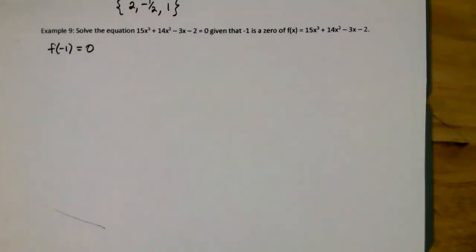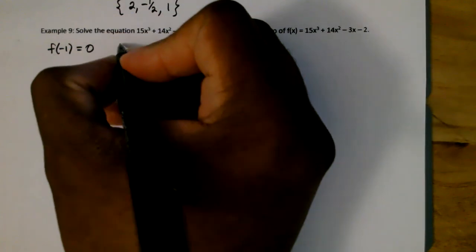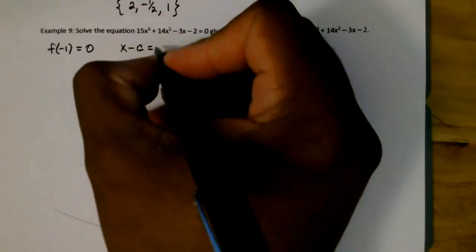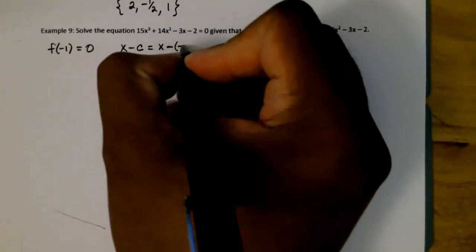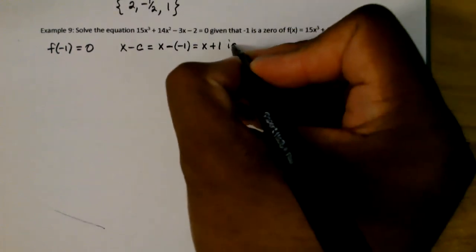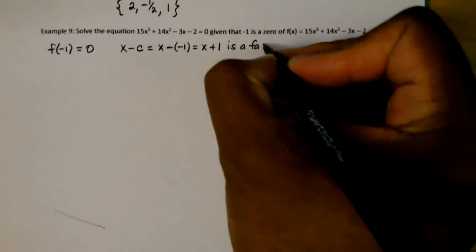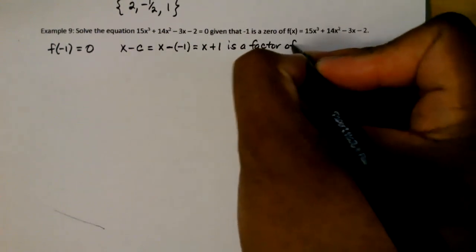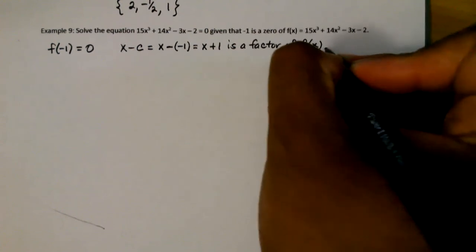All right, and we know that -1 is a 0 of that function. That means f of -1 must be equal to 0. And if f of -1 is equal to 0, that means x minus that constant, and here that constant is -1, which means x minus -1, and of course, minus a -1 will be a +1. That means x plus 1 is a factor of your function f of x.